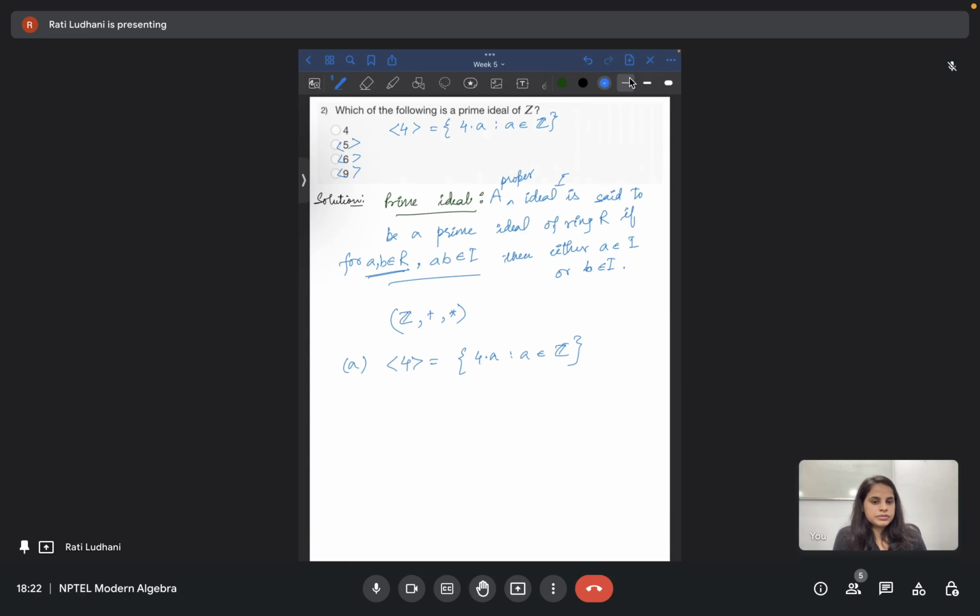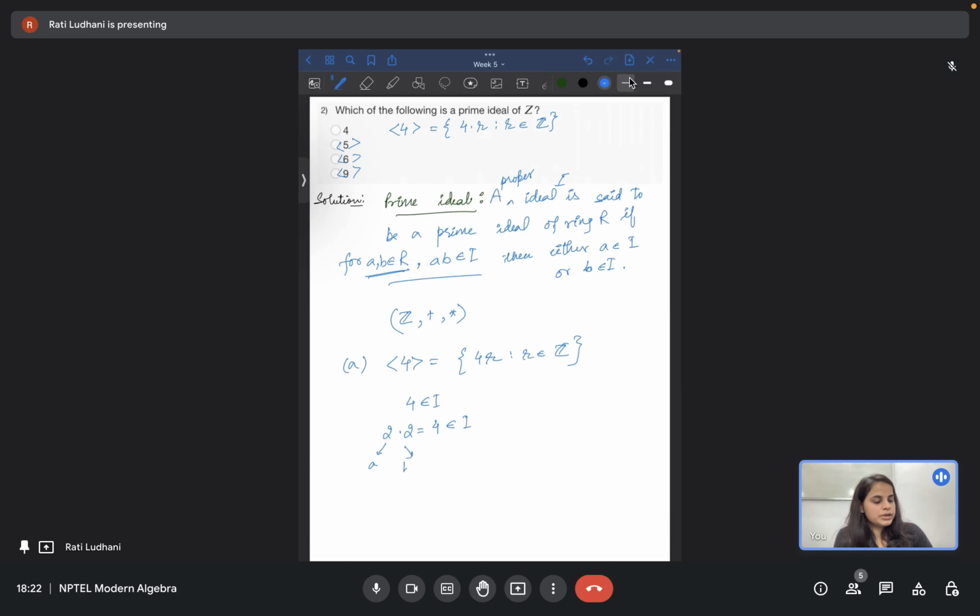Yeah, 2 into 2. But 2 doesn't belong to the ideal of 4. Exactly, very good. So if you take 4 belongs to I, so 2 into 2 is equal to 4, which belongs to I, this is your A. Okay, I should use another representative here. Let's say R. Okay, R is fine. So you have R belongs to Z, exactly.